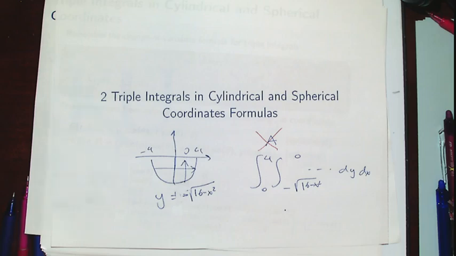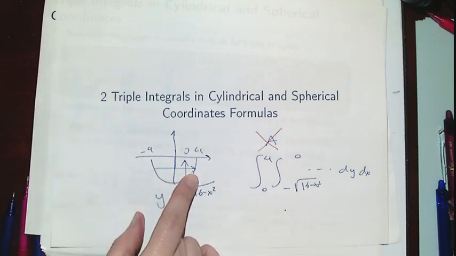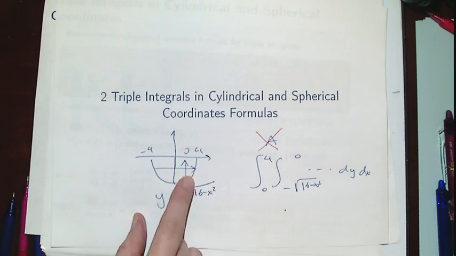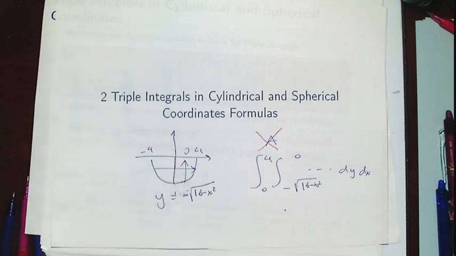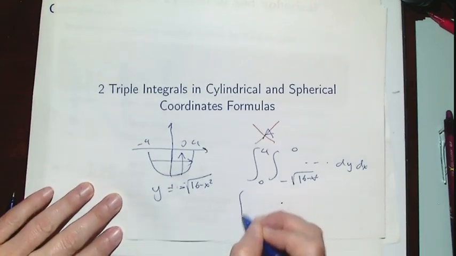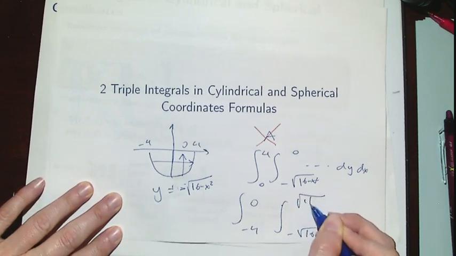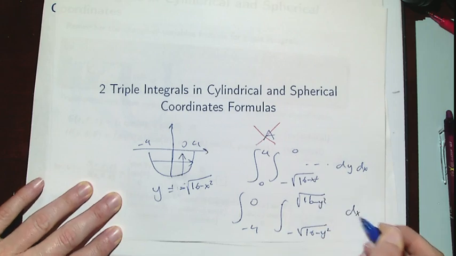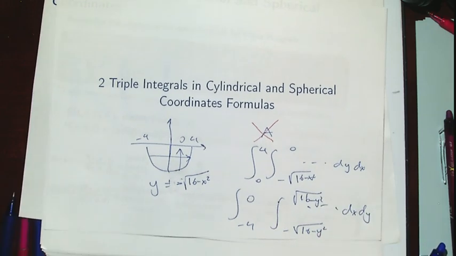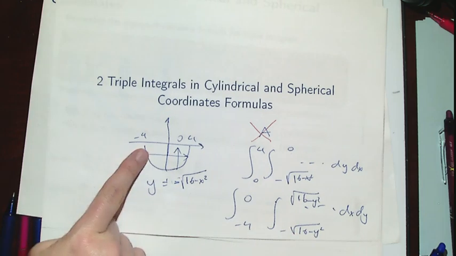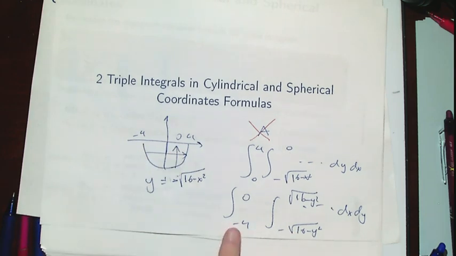Can it be B? B goes from here to here for x, which is correct. Then for y goes from what to what? Oh, no, that's C, that goes right. Yes, that's it. Look, it goes from here to here, good. Goes from negative 4 to 0, good.